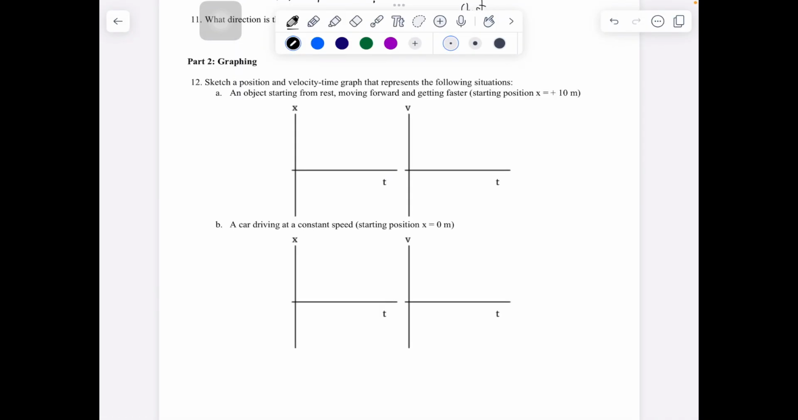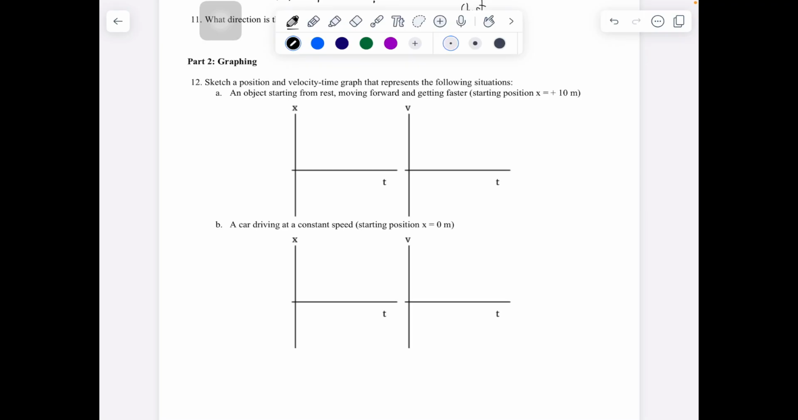Alright, let's continue with some graphing. Sketch a position and velocity time graph that represents the following situations. Objects starting from rest, moving forwards, and getting faster. Alright, we're going to run through these. Highly recommend reviewing your notes if needed. I will be talking about each situation.